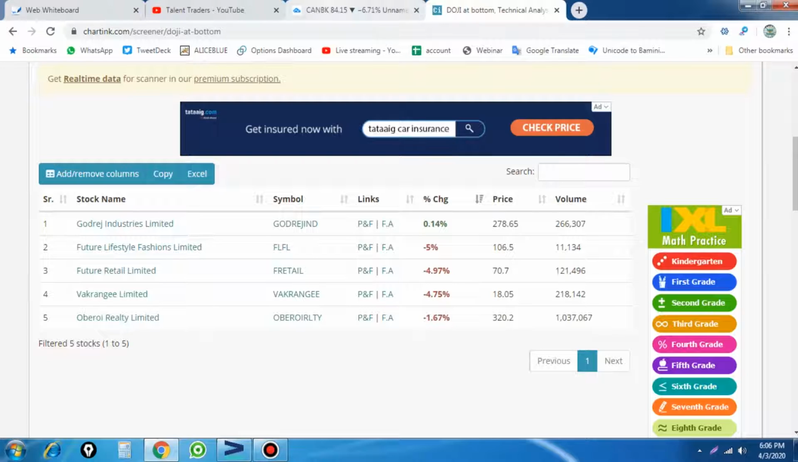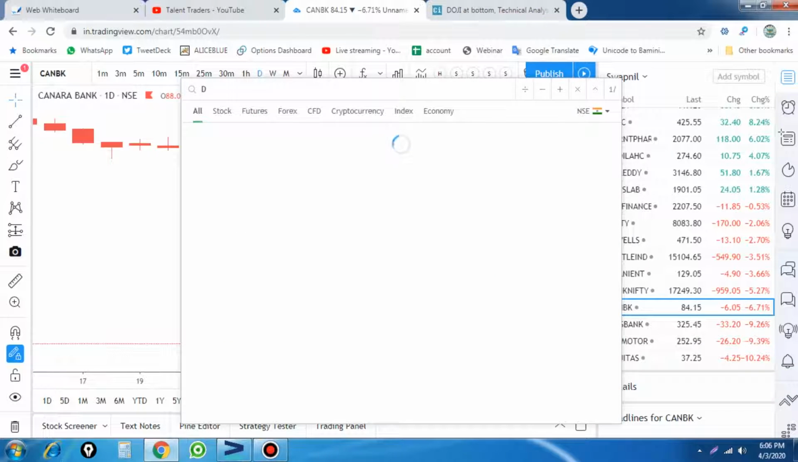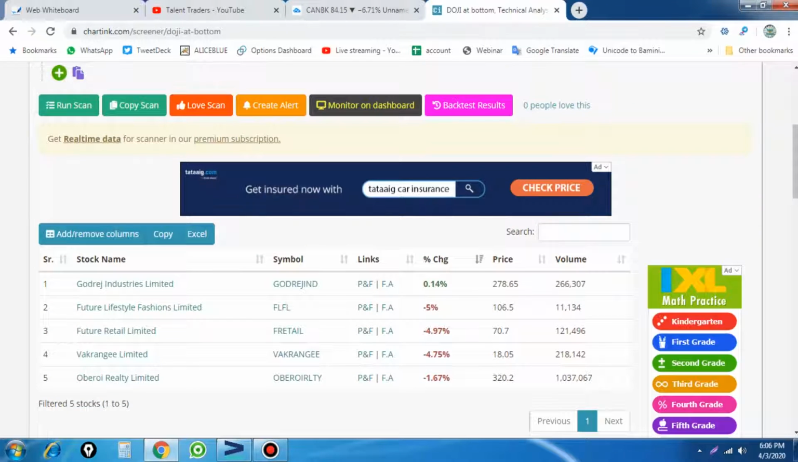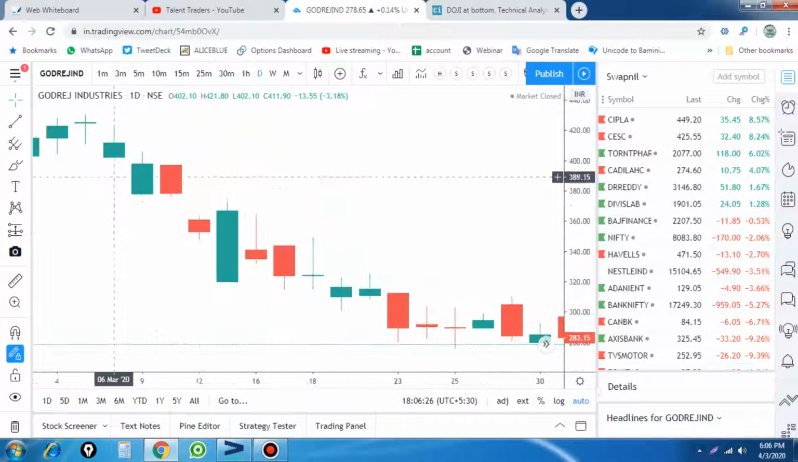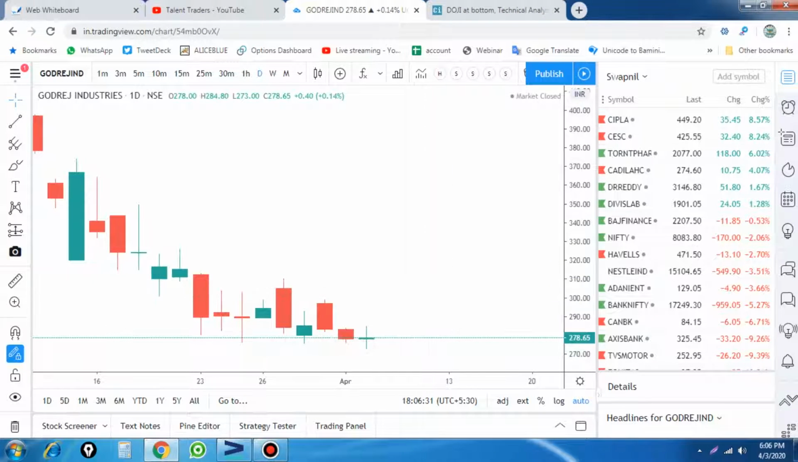Let's check on the chart Godrej, and how many time frame this is. This is based on daily time frame. So let's check Godrej Industries on daily basis, whether it forms a doji at the bottom. Yes, it forms a doji at the bottom, and the previous trend is clearly down, but here the previous candle broke that high, so that is not a valid doji at bottom.